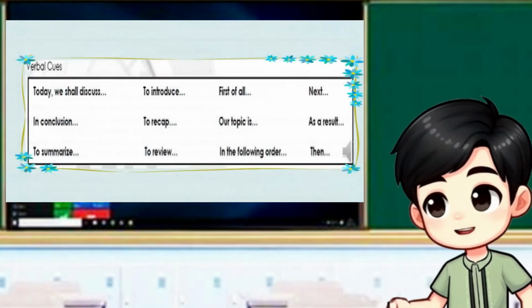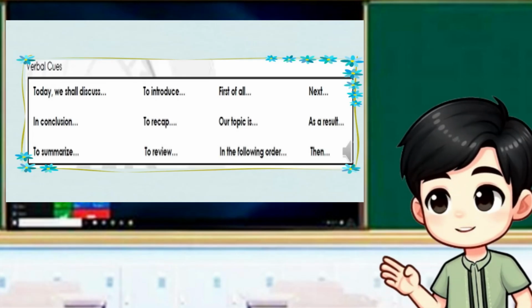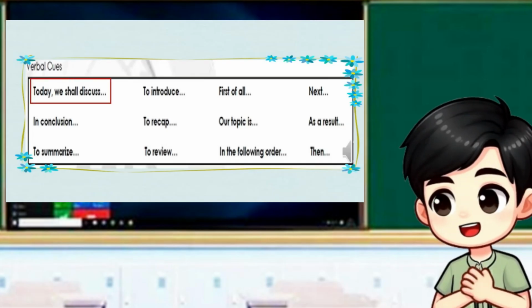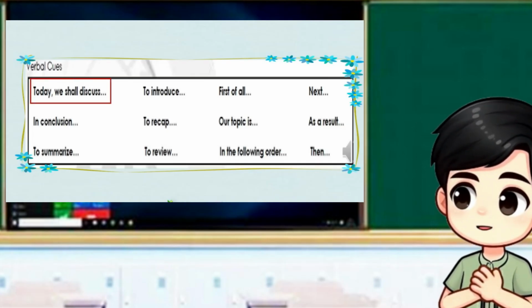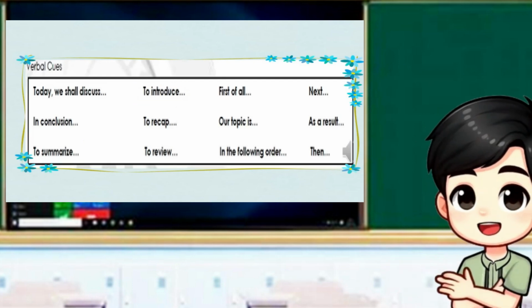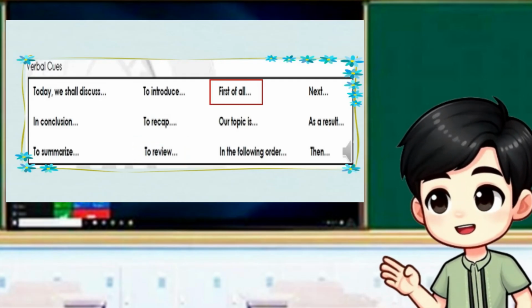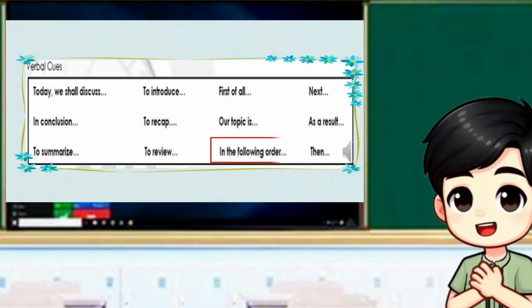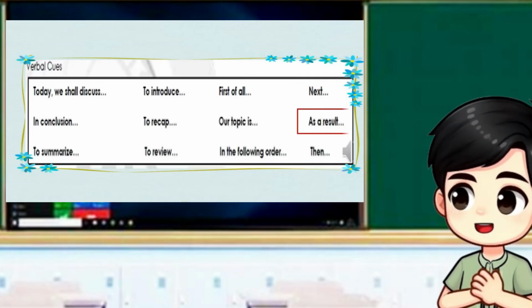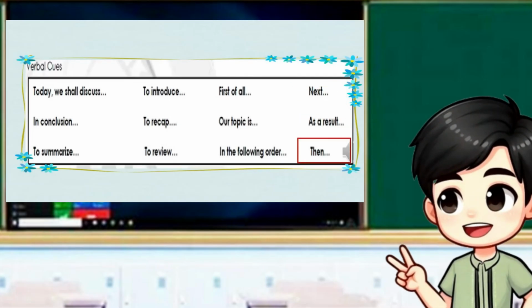Congratulations! And now, here are the verbal cues used in the sample dialogue. And these are: today, we shall discuss; in conclusion; to summarize; to introduce; to recap; to review; first of all; our topic is in the following order; next; as a result; then.